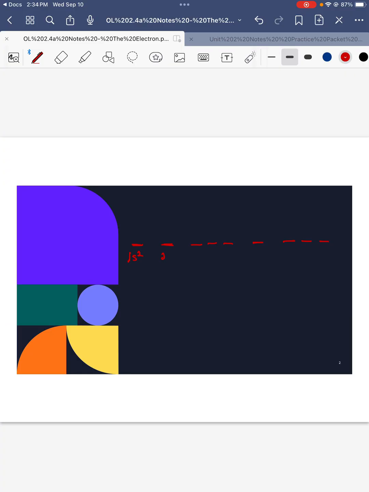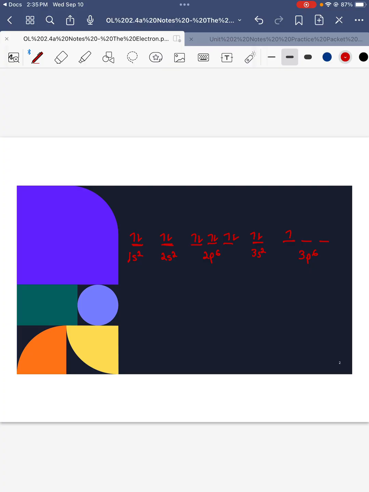that 1s2, 2s2, 2p6, 3s2, 3p6. That should be plenty of rooms for what I need to label. And now I'm going to place my 13 electrons. So I'll go 1, 2, 3, 4, 5, 6, 7, 8, 9, 10, 11, 12, 13, and that's it.